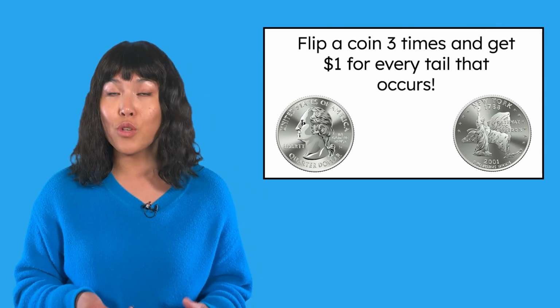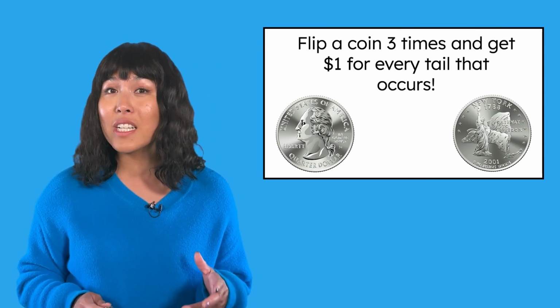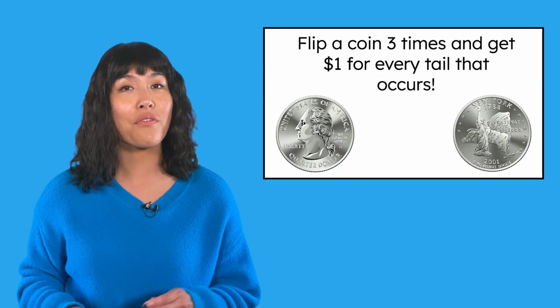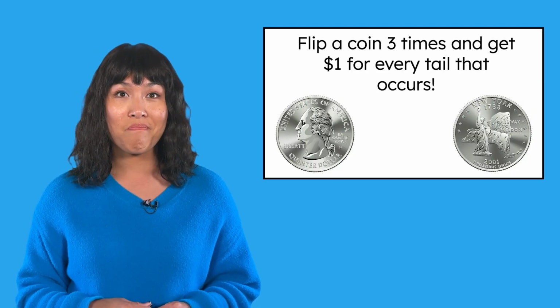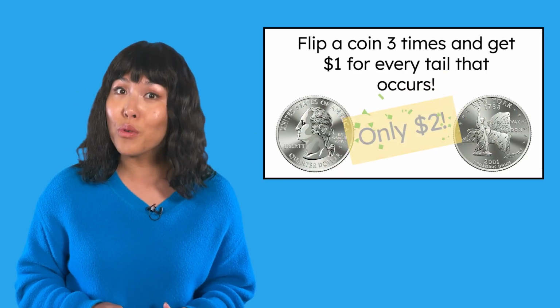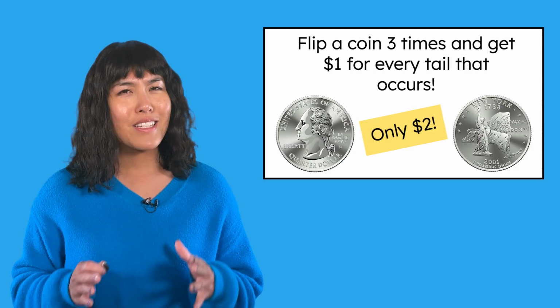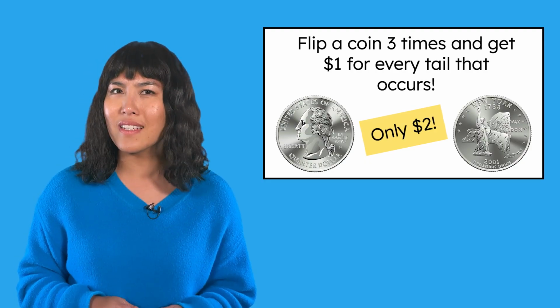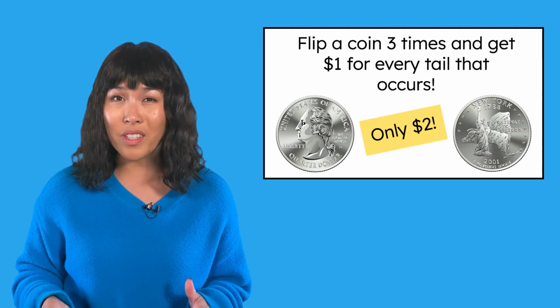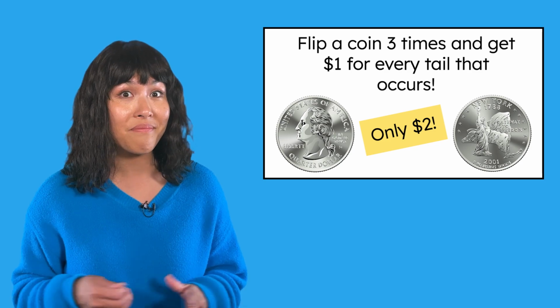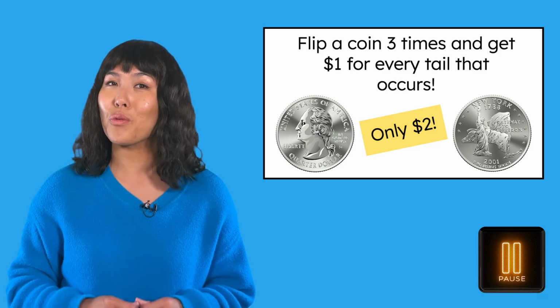Let's add some other factors to our coin flipping and use the law of large numbers to help us discover more about the probabilities at play here. Let's say that you're playing a game where you get $1 for every tail that occurs when you flip a fair coin 3 times. The catch is that you have to pay $2 to play. Take a moment and consider your instinct about this game. Do you think it's worth it to pay $2 to play this game? Pause and record what you think.